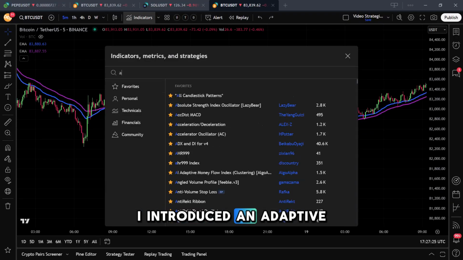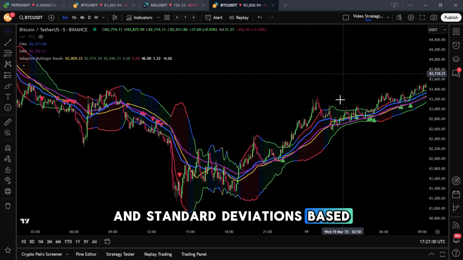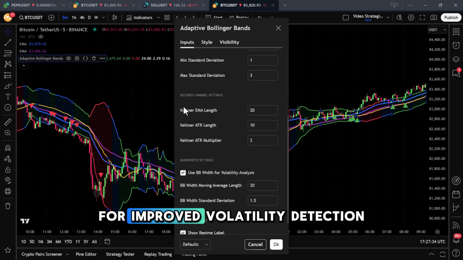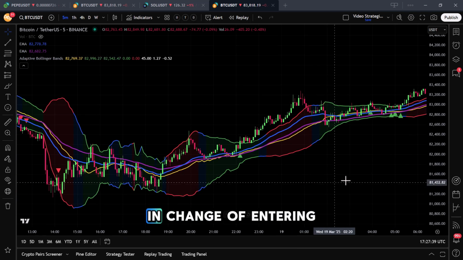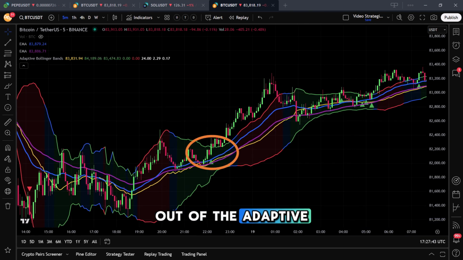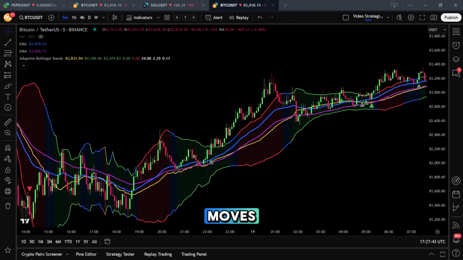First, I introduced an adaptive Bollinger Band that dynamically adjusts periods and standard deviations based on market volatility. It also incorporates a Keltner channel for improved volatility detection. But the most important change here is that instead of entering on pullbacks, I enter trades when price breaks out of the adaptive bands, capturing the return of momentum rather than counter-trend moves.